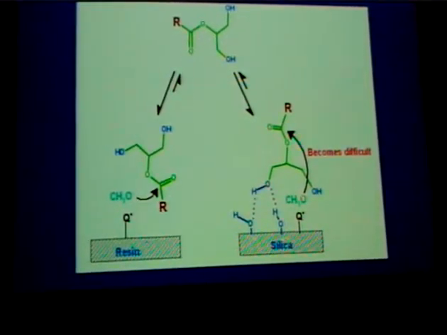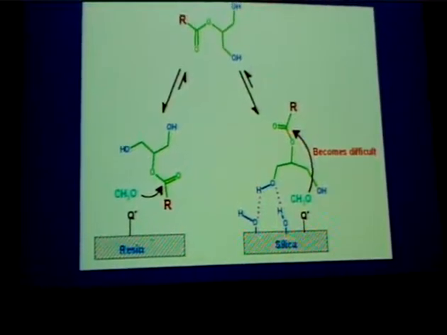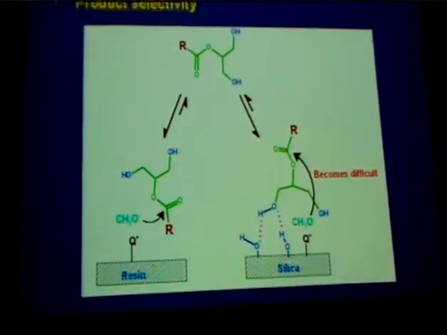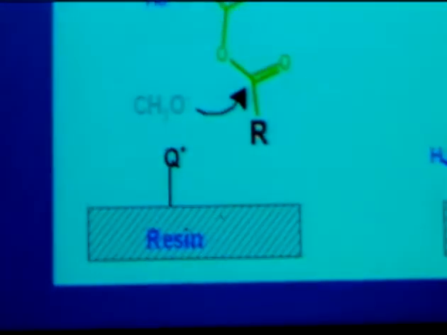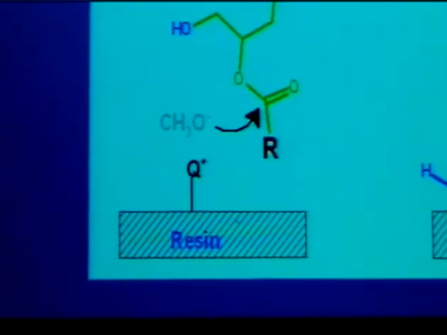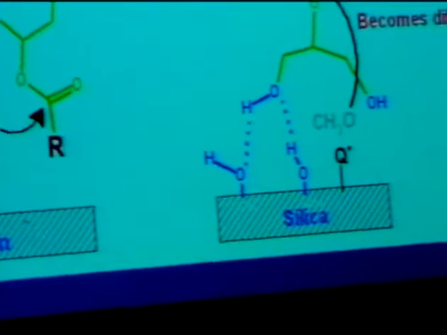Then the nucleophilic attack of this species to the carbon here will be basically difficult. While you don't have that problem in the resin, you don't have that interaction, so this type of orientation is facilitated on the resin catalyst. Therefore, the nucleophilic attack will be easy. And again, that is one possibility, and that is the possibility we're sticking to right now. But there may be other possibilities to explain the selectivity of glycerol in this catalyst.